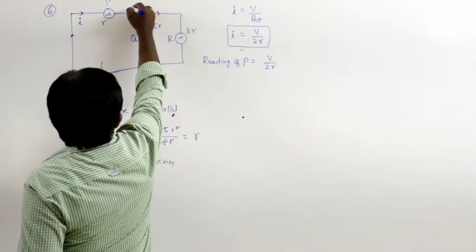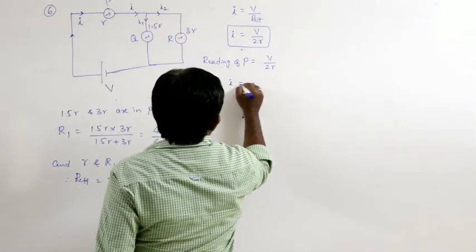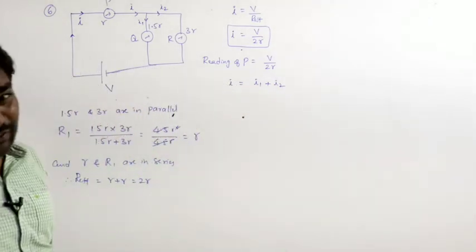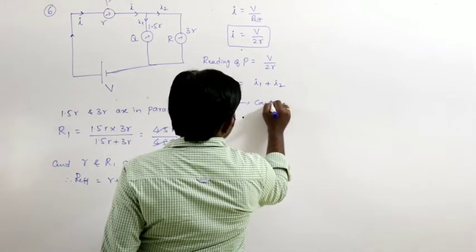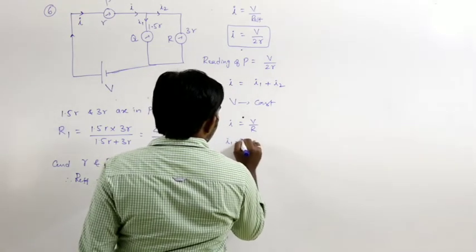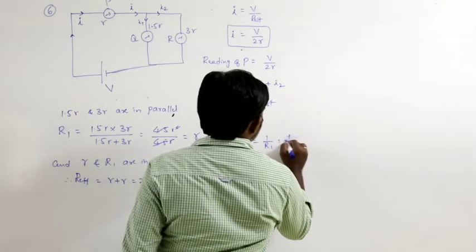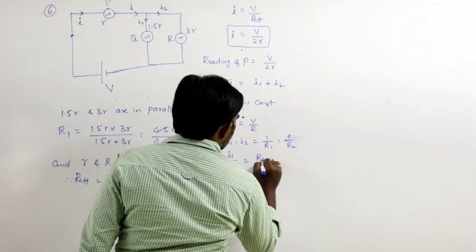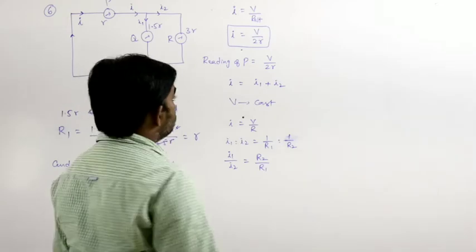Then here the current divides. I can be divided into I1 and I2, so I is equal to I1 plus I2. What are I1 and I2? In a parallel combination, potential remains constant, so I is equal to V by R. Therefore, I1 is to I2 is equal to 1 by R1 is to 1 by R2. So I1 by I2 is equal to R2 by R1.